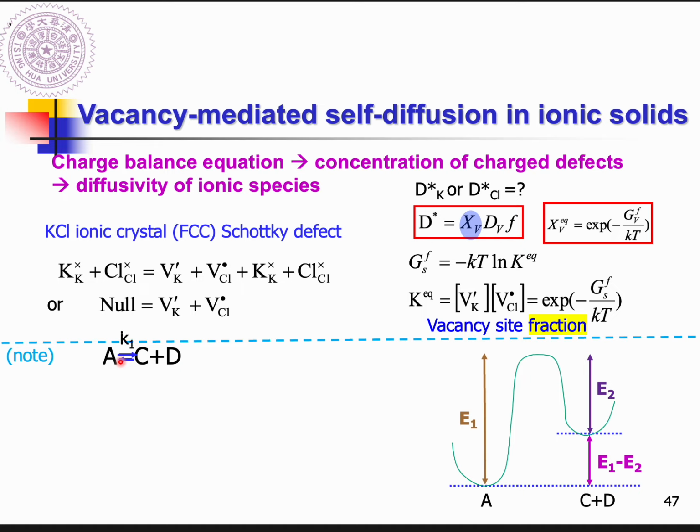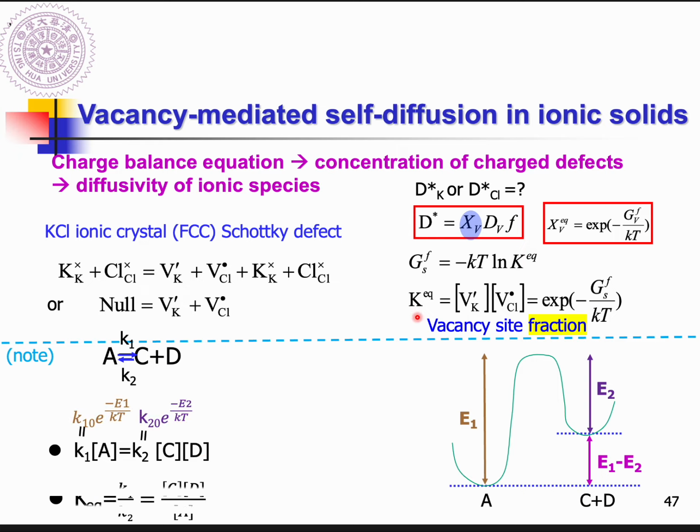The forward reaction has rate constant K1 and the reverse reaction has rate constant K2. Since this is a reversible process, when it reaches equilibrium, K1 times the concentration of A equals K2 times C times D. And what's the K equilibrium? Do you remember? K equilibrium is K1 divided by K2. So K1 divided by K2, you can put it here, so you get C times D divided by A.